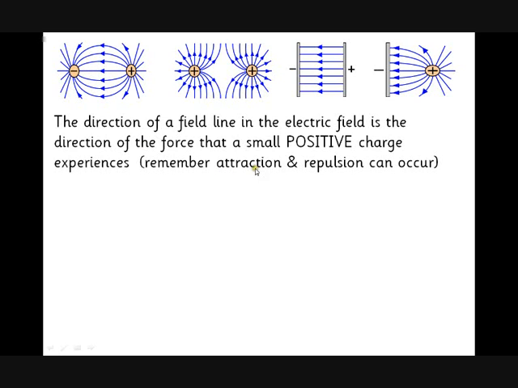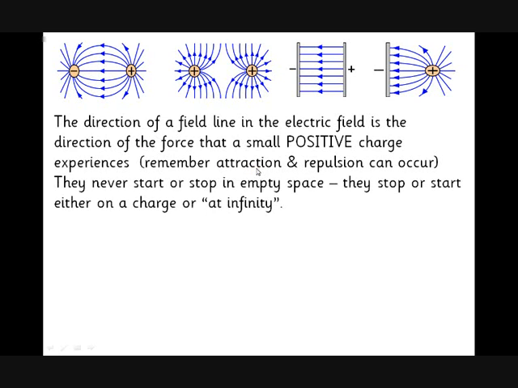This is important because you've got to remember, electric fields you can attract as well as repel. If we put a negative charge here, then a negative charge would be repelled by this negative and attracted by the positive. So a negative charge would go in the opposite direction.